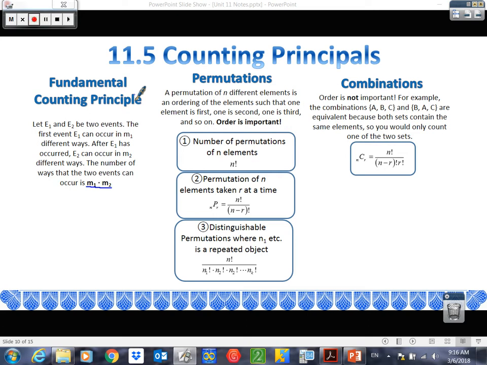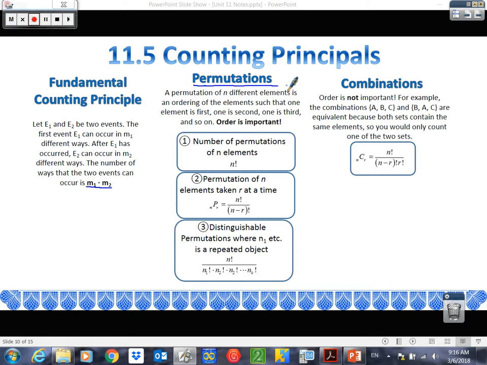Two other things we're going to be looking at are permutations and combinations. So let's look at permutations. So permutations is where order is important. For example, if I were to say I would choose 3 of you, and the first person I chose would be like the president of the class, and the second person I chose would be like the vice president, and the third person I chose would be secretary.